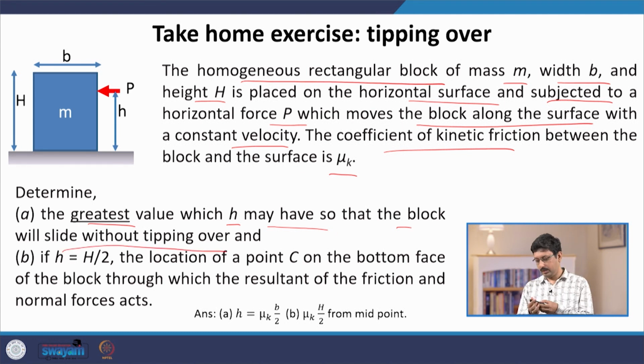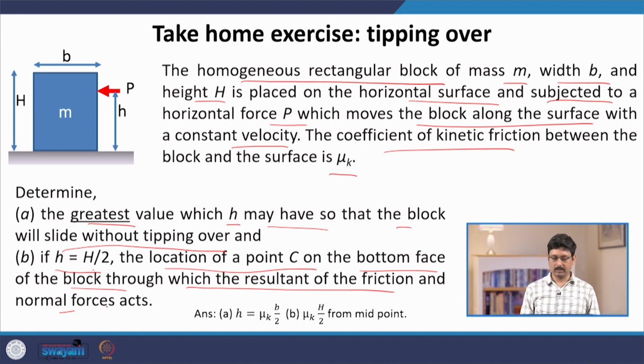Tipping over means that if you have this block, it will go like this. And suppose h is precisely at the middle of the block, what is the location of the point C on the bottom face of the block through which the resultant of the friction and normal force acts? I leave it as a take-home exercise for you to practice the free body diagram and to analyze the friction correctly. So, to summarize, these problems are meant to illustrate how to analyze friction problems correctly.